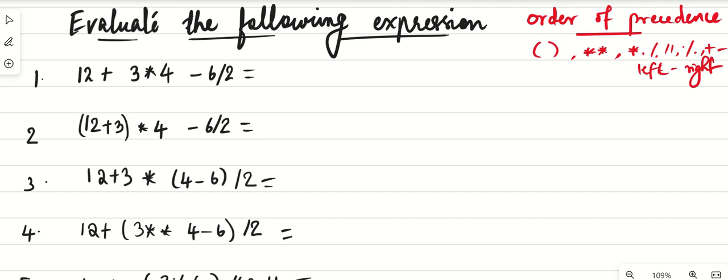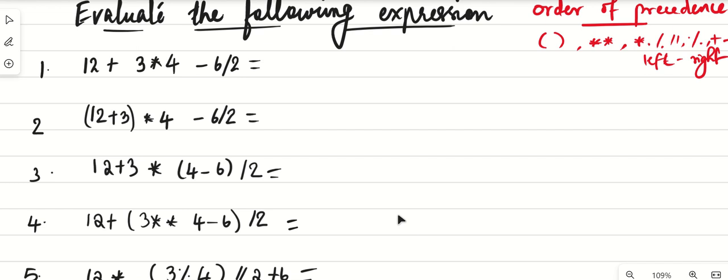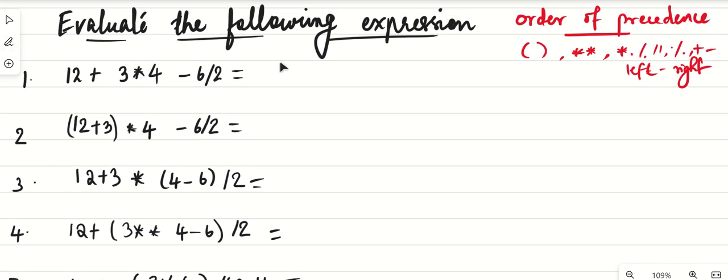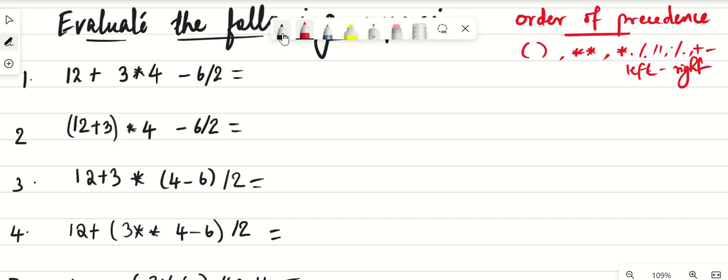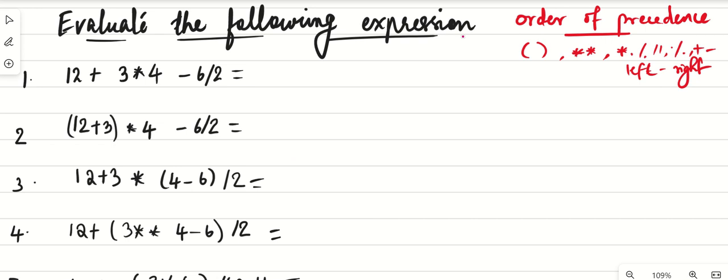Evaluate the following expressions. Here I've given 7 expressions, and this video is meant for class 11 students. So if you are a class 12 student, then you must be doing it really fast, okay? And if you have any doubts, please clear your doubts now and then itself, and then move on. Don't wait for me to do.